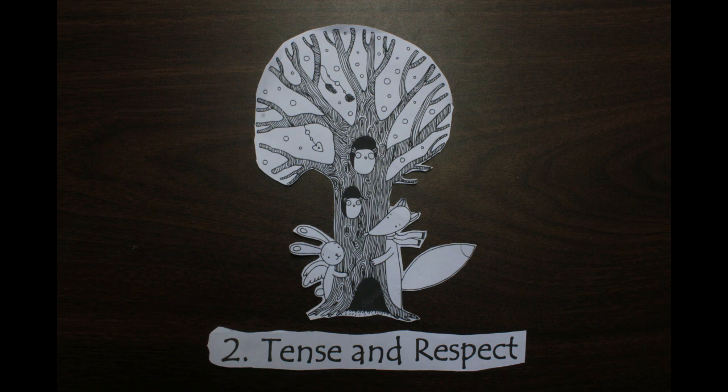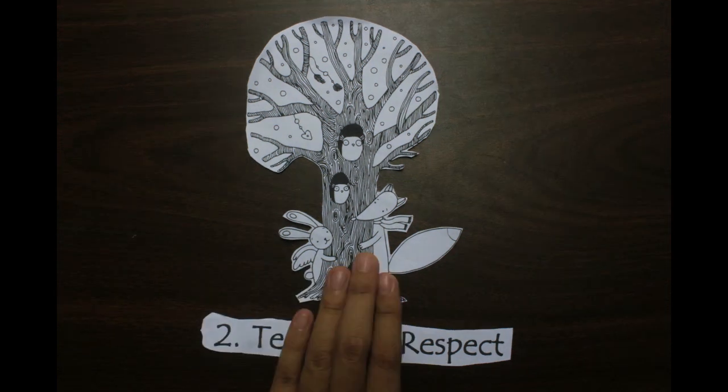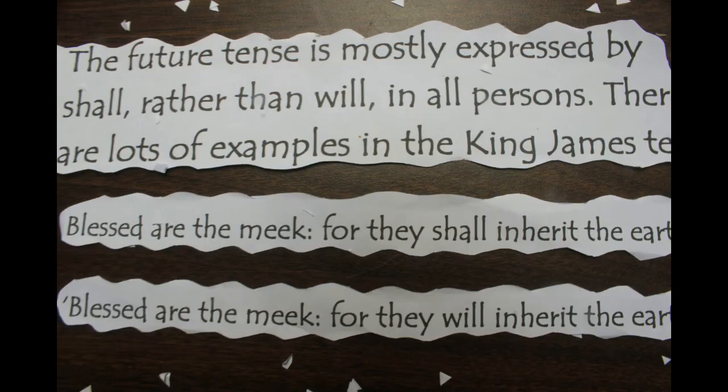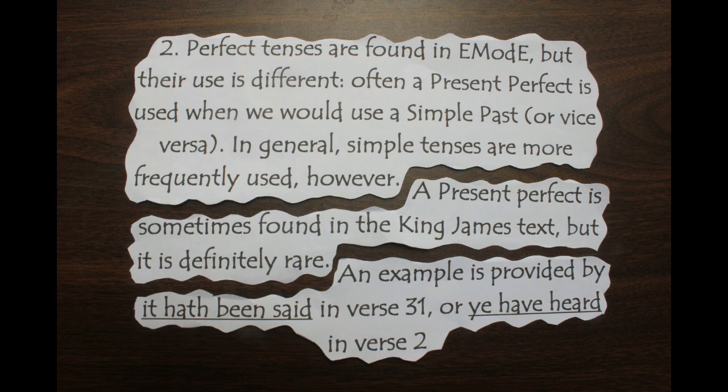Tense and aspect. In early modern English, the tense and aspect system is basically the same as in present-day English, with some differences. The first difference is that the future tense is mostly expressed by shall rather than will in all persons. There are lots of examples in the King James text. The second difference is that perfect tenses are found in early modern English, but their use is different.